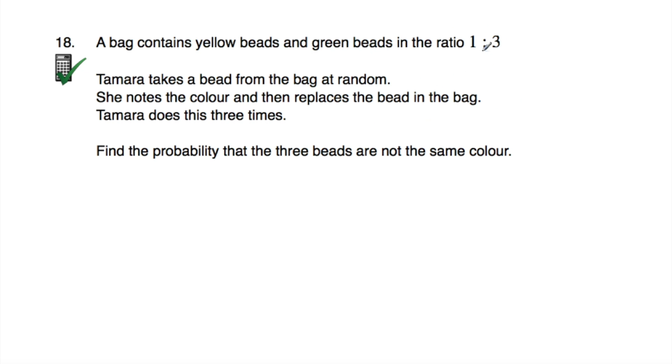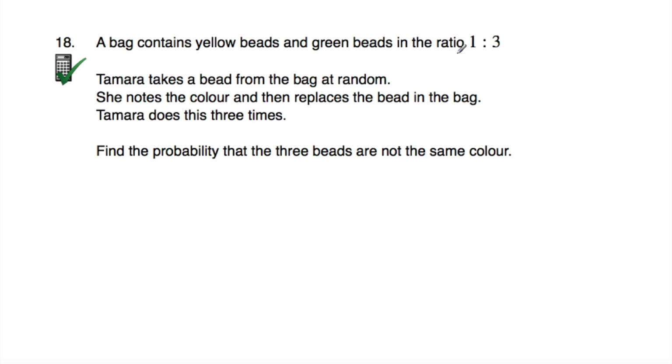Okay, so let's have a look at this question. We're told the ratio of yellow beads to green beads is 1 to 3. So that means that for every 1 yellow bead, there's 3 green beads. So there could actually be 1 yellow and 3 green beads in the bag. We're not actually told how many beads there are in total. There could be 2 yellow and 6 green. There could be 3 yellow and 9 green, and so on.